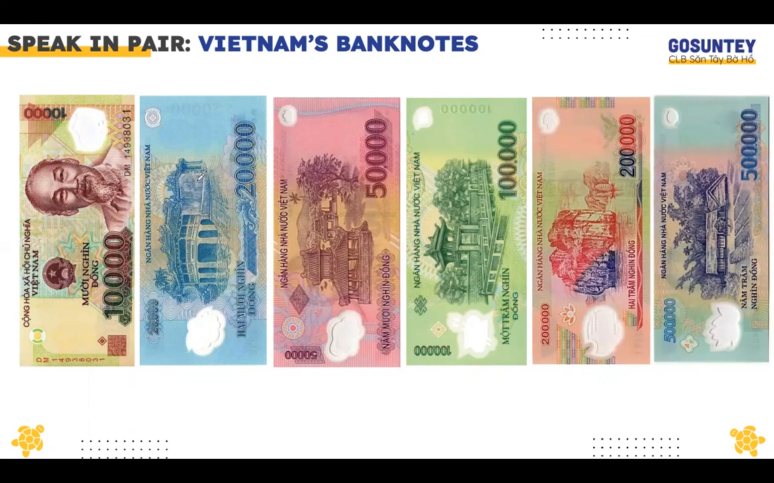This is an ancient bridge in Hội An. This is Huế Imperial Citadel. This is the Temple of Literature, the first university in Vietnam. This is Ha Long Bay, one of seven natural wonders of the world. This is the house of Ho Chi Minh, where he was born.